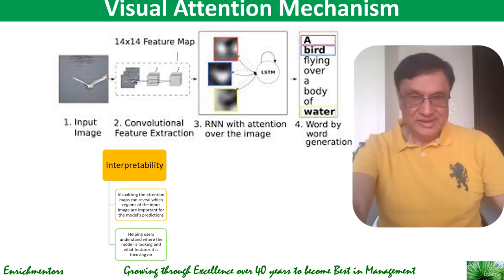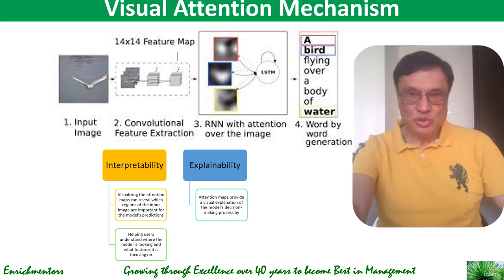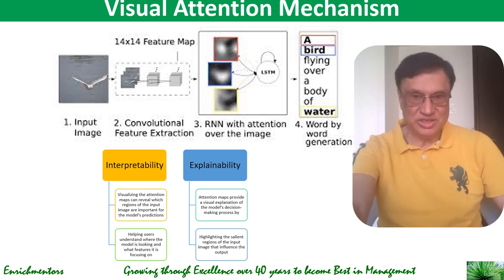Right? Also, it helps in explainability by providing a visual explanation of the model's decision-making process. How? By highlighting the salient regions of the input image that influence the output, right? As you see here. Okay.